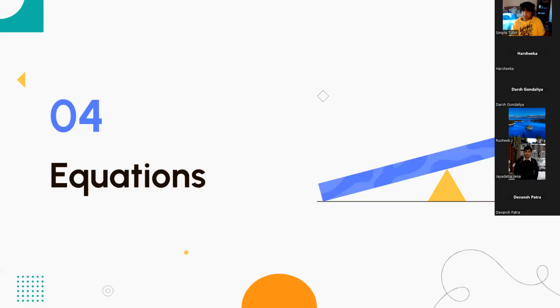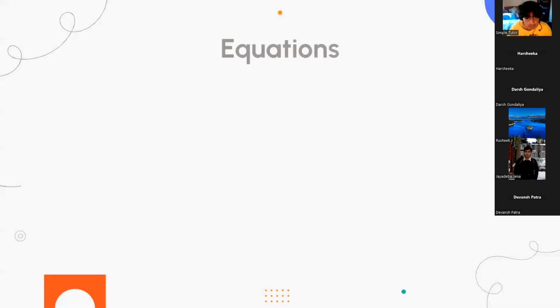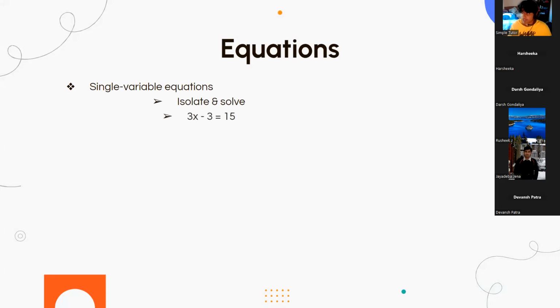Okay, now let's get into some basic equations. Our most basic equations are single variable equations. The tactic for these is to simply isolate our variable and solve. For example, 3x minus 3 equals 15. Therefore, we can isolate by adding 3 to both sides. 3x equals 18, and therefore x equals 6.